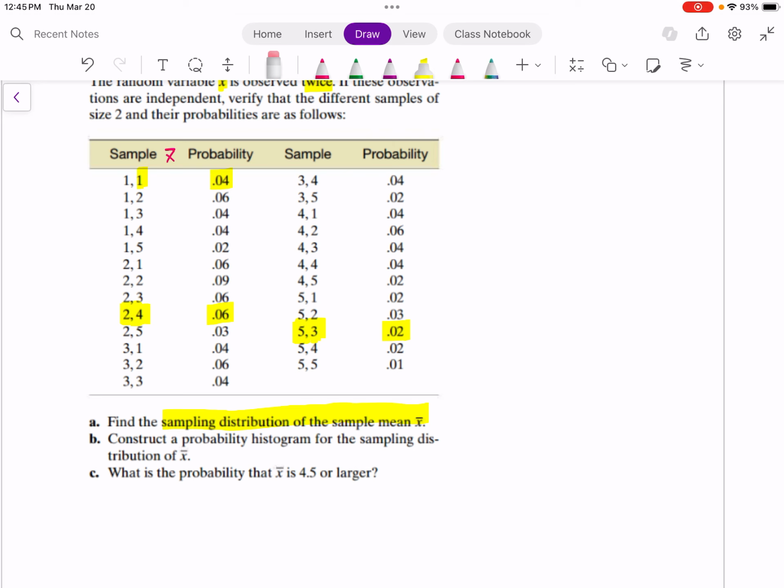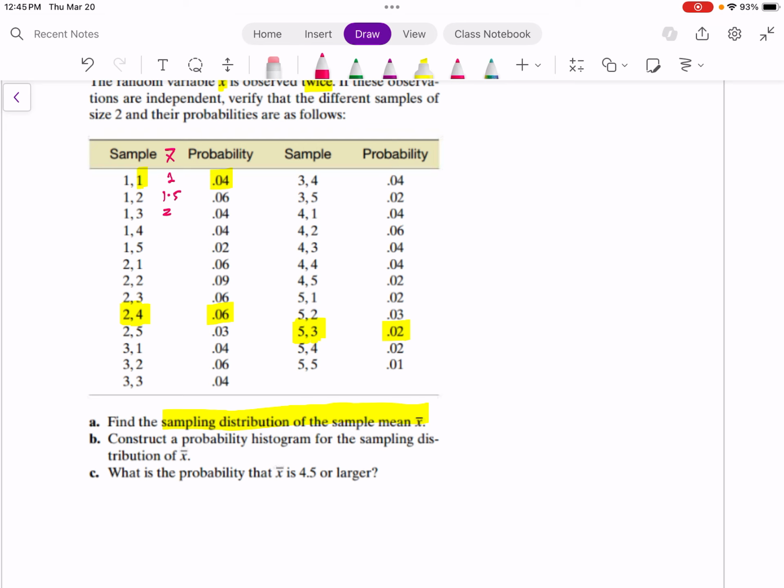So we have 1, 1. To find the mean, 1 plus 1 divided by 2. So that is 1, right? So we have 1 and 2. 1 plus 2, 3. 3 divided by 2 is 1.5. 1 plus 3, 4. 4 divided by 2.